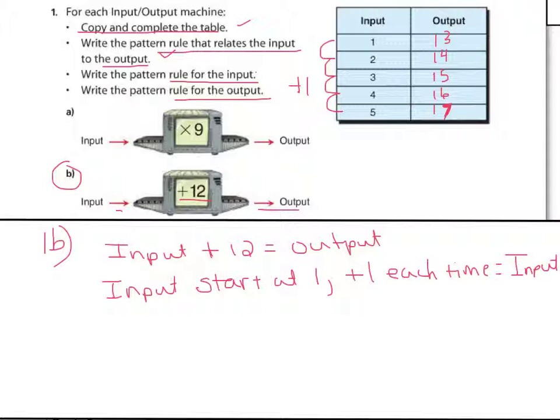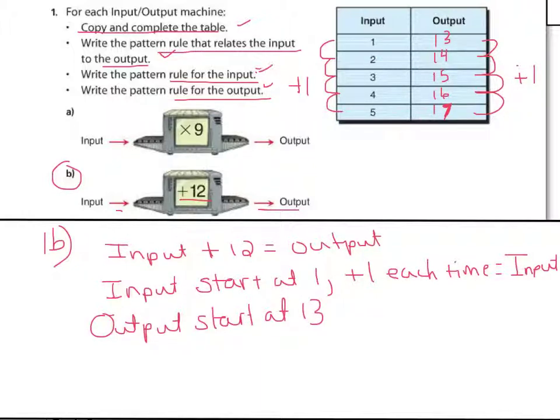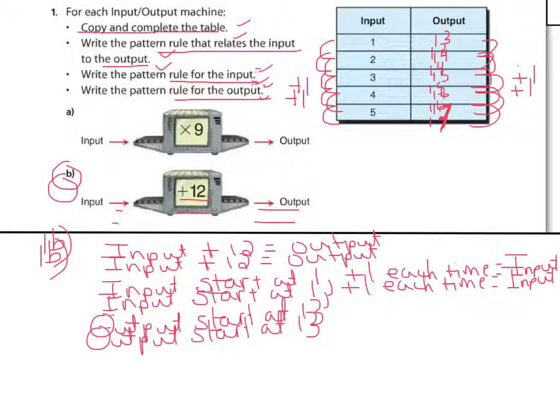Okay, what about now our output to output rule? 13 to 14 to 15 to 16 to 17. Well, it looks like that's adding 1 as well. But it's not starting at the same point. So output, start at 13, plus 1 each time. And it equals what? It equals our output. Clearly communicated my question, and it's well organized and easy to understand. Perfect.